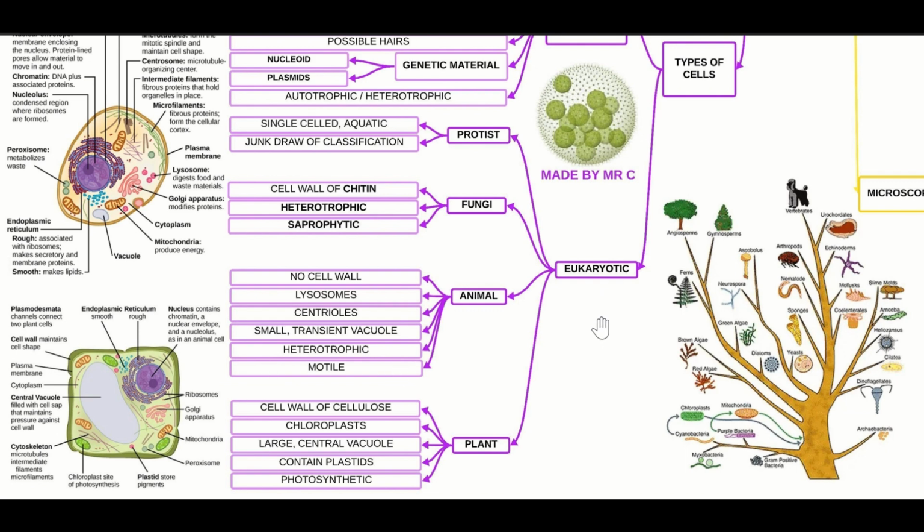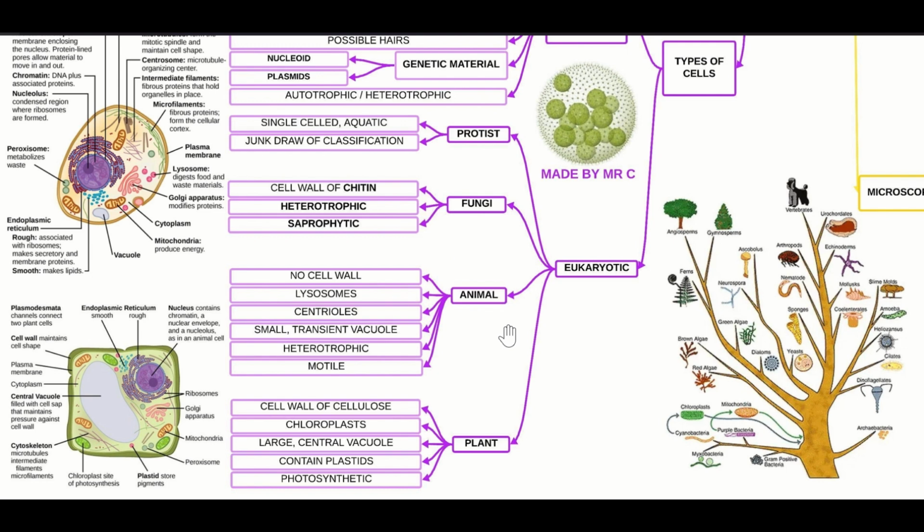Okay, then we move down to the kingdom of eukaryotes. Eukaryotes have membrane-bound organelles and a true nucleus. First, we have protists, which are the junk drawer of classification. If anything doesn't fit in another classification, it gets put into protists. They are single-celled and aquatic. Then we get down to fungi, which have a cell wall of chitin. Fungi can be heterotrophic, which means to eat other cells, or they can be saprophytic, which means they decompose dead matter. Then we get on to the 2 main ones we know of, which are animals and plants.